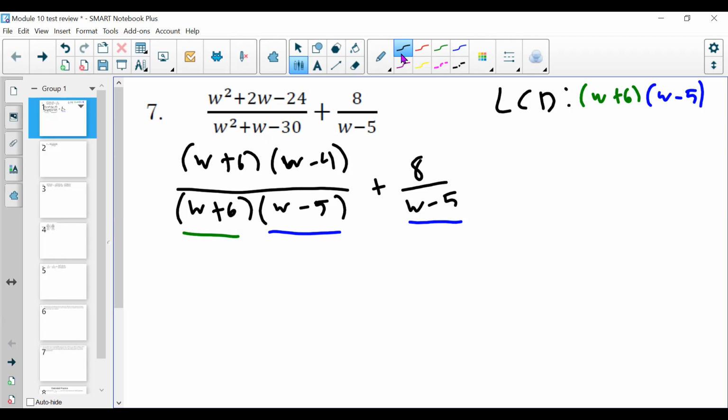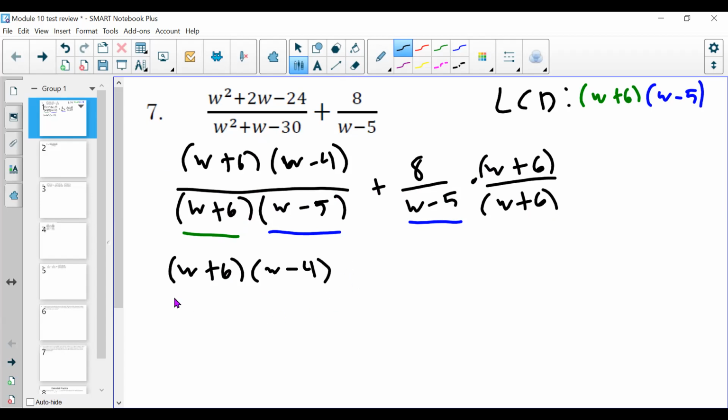I need to make sure that both denominators have the total LCD. This first one already has the whole LCD in the bottom, and because I want to combine them, I can leave it alone. But the second one needs a W plus 6 on the bottom, so I'm going to multiply top and bottom by W plus 6. This first one isn't going to change. It still stays W plus 6 times W minus 4 all over W plus 6 and W minus 5.